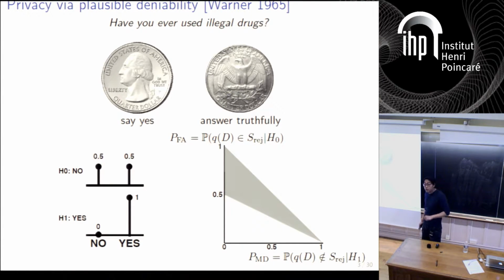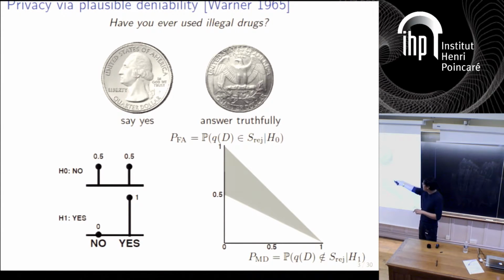And the way we want to view it is that, well, let's say you get one data point from a person and you want to do hypothesis testing on whether that person really used the drugs or not. And we're plotting all possible combinations of probability of false alarm and probability of misdetection.